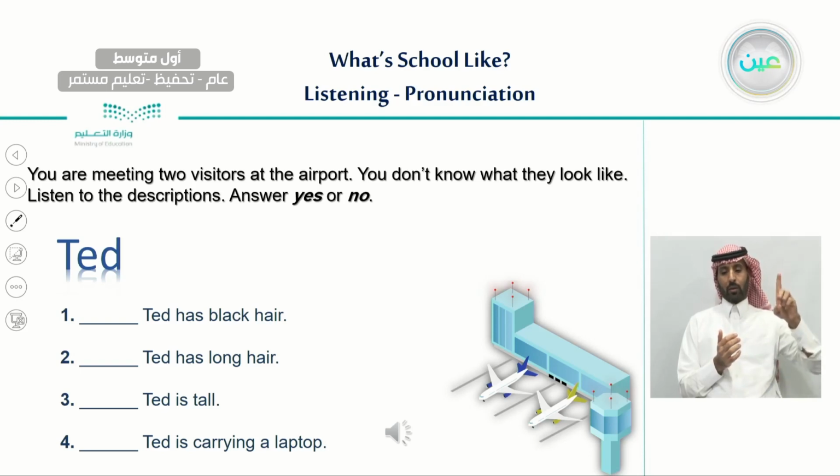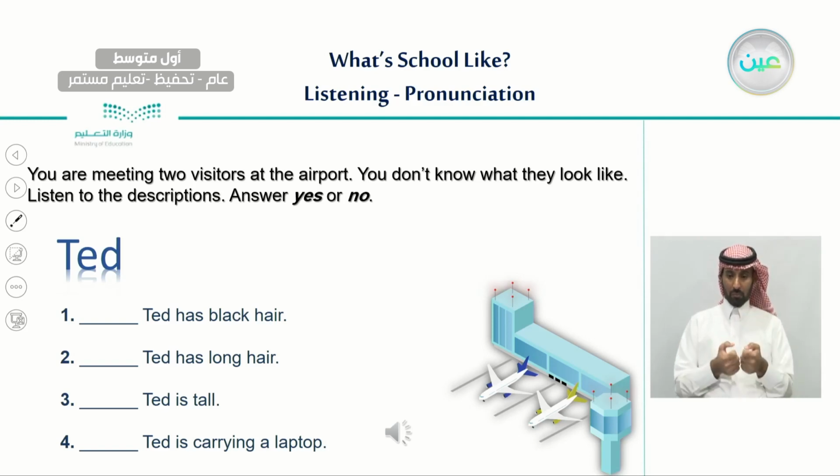I'm Ted. I have short brown hair and brown eyes. I think I'm tall. Oh, I always carry my laptop with me on my trips. I like to play games. I'm about the same age as you. You can't miss me.